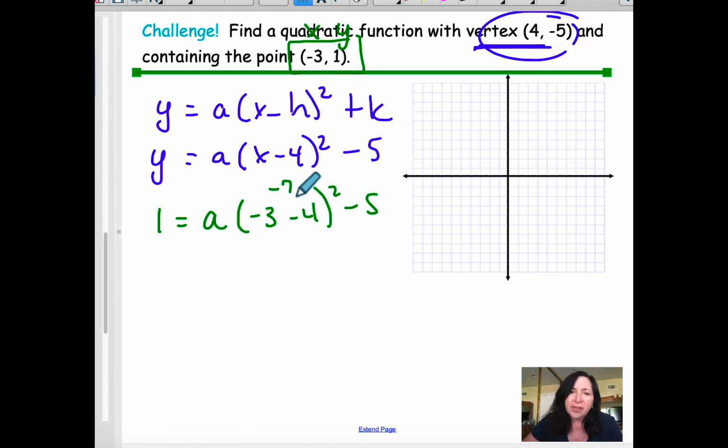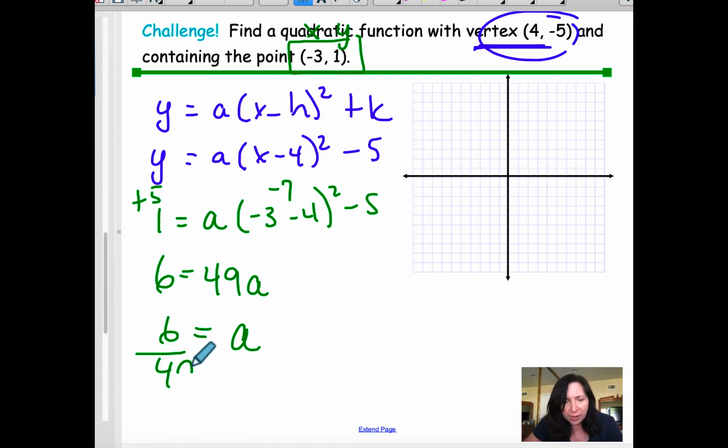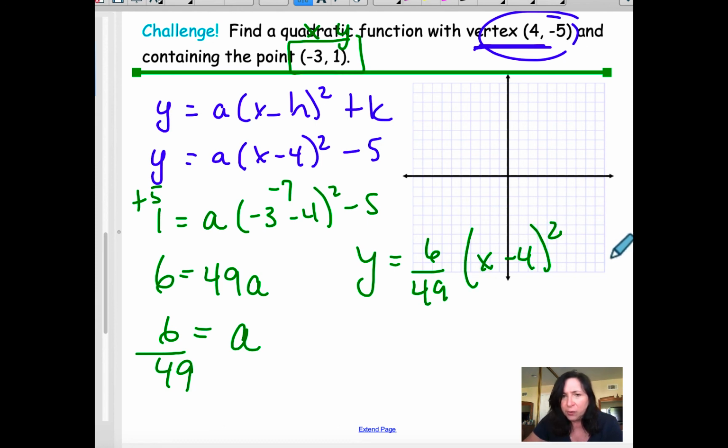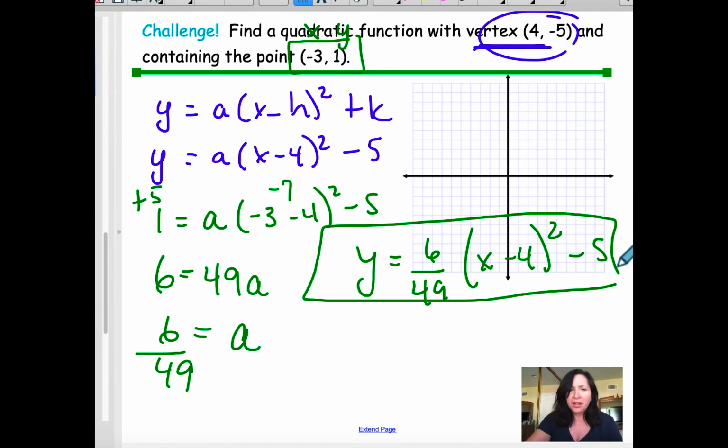So this is negative 7, and negative 7 times negative 7 is 49a. I'm going to add 5 to this side, and so I get 6. That means a equals 6 over 49. Definitely not super nice numbers, of course, but here we go. Final equation: y equals 6 over 49 times (x minus 4) quantity squared, and then minus 5. And that's our equation in vertex form.